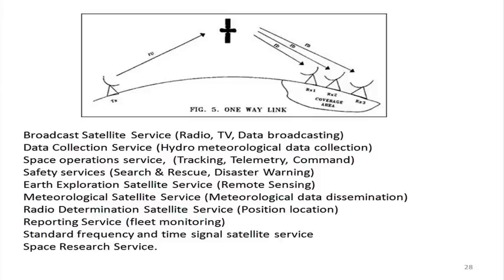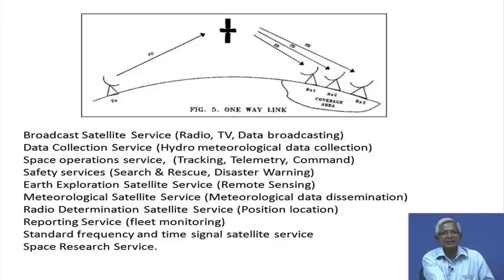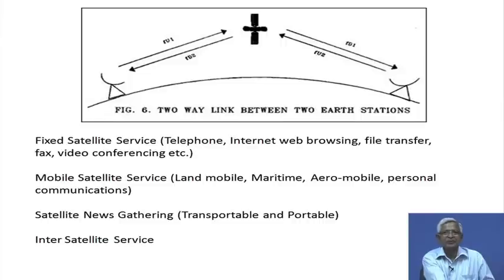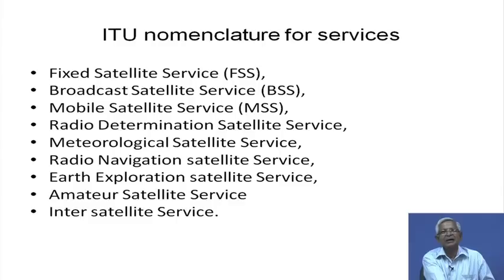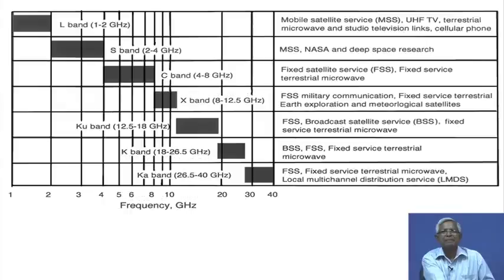For one way it can be used, there is a big list I have provided, which is for broadcast satellite service, data collection service, space operation service, etc. Similarly, two-way it can be used for fixed satellite service, mobile satellite service, news gathering service. So these terms I am using are listed by ITU nomenclature, called fixed satellite service FSS, broadcast satellite service BSS, mobile satellite service MSS. Like that, there is a big list of that. So these are the terminologies we will be using frequently.